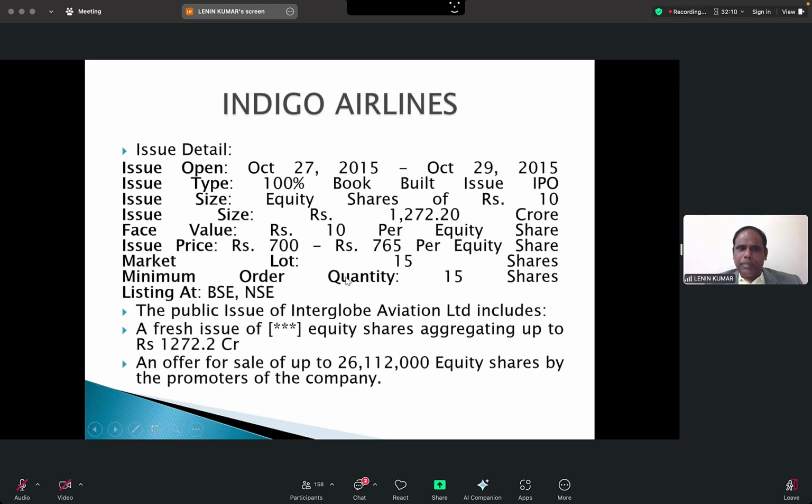The public issue of InterGlobe Aviation Limited includes a fresh issue of equity shares aggregating up to this much. If they want to get this much money, say 1,272 crores, that means how many shares they want to sell. And an offer for sale of up to, this is around billions, they want to sell shares. Then only will they get this 1,272 crores.